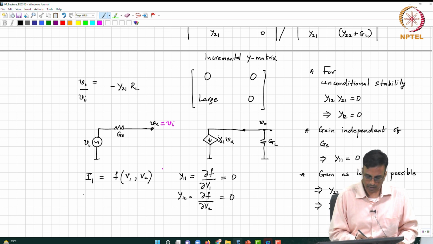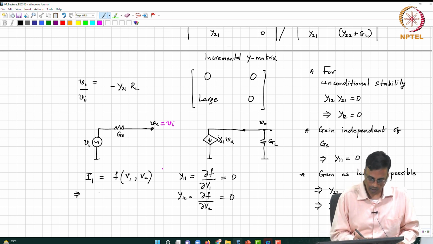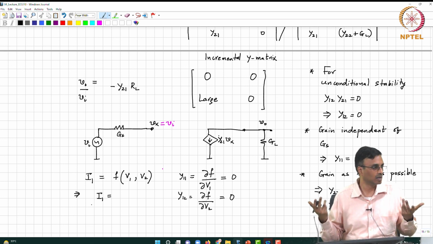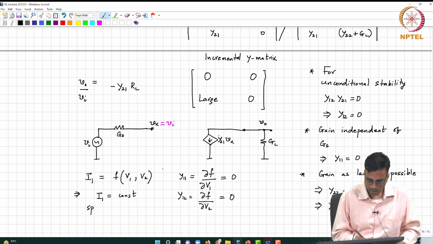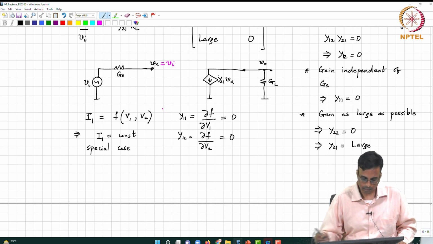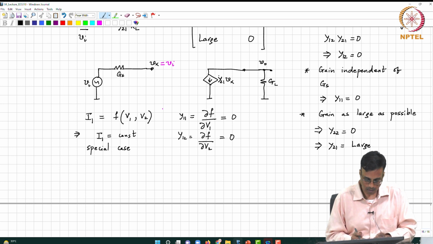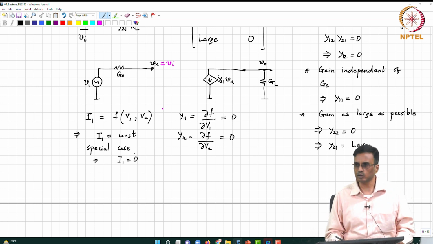So, what is one function that satisfies this? Well, I1 is a constant, and what is the simplest constant that you can choose? Actually, it can be any constant, but a special case is when I1 equals 0. Okay, it's just a special case, it could be any constant.